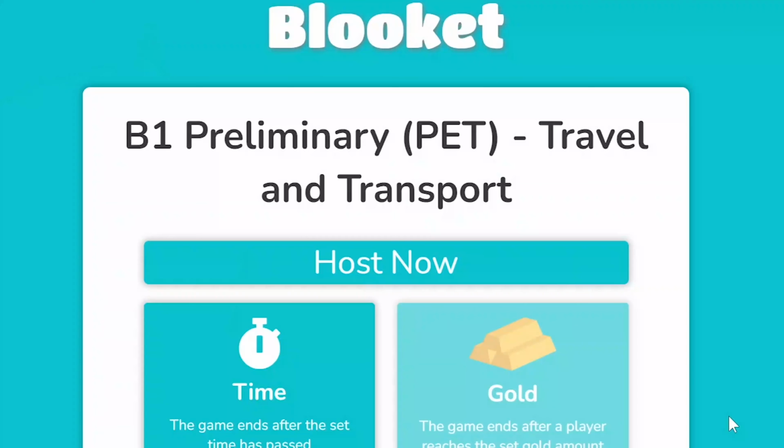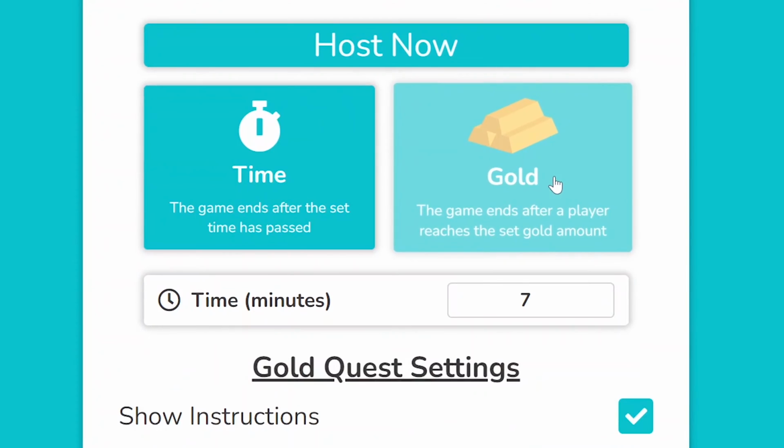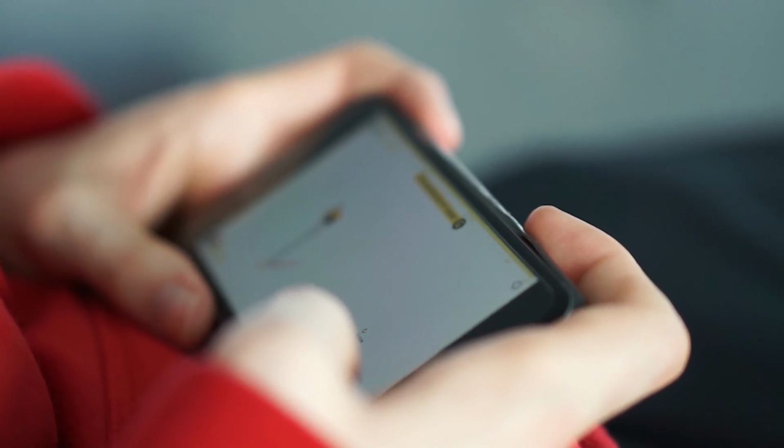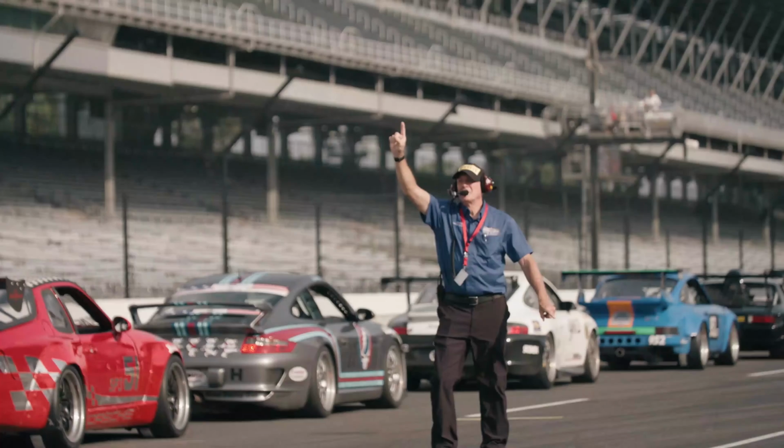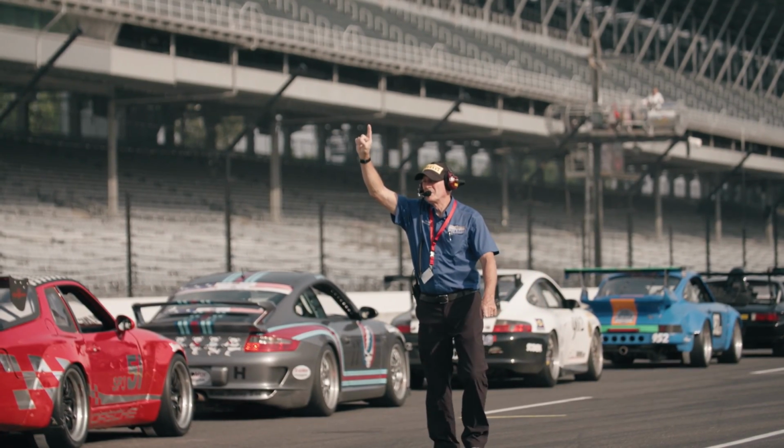Once we've chosen Gold Quest, we have to decide whether we want the game to be limited by time or by money. Now, this is really up to you. I usually choose time as I want to be absolutely sure that the game is going to finish by a certain point. Students can play on shared devices, but usually my students want to play individually on their own device. And the way this game works is that it's a race to get the most gold possible.